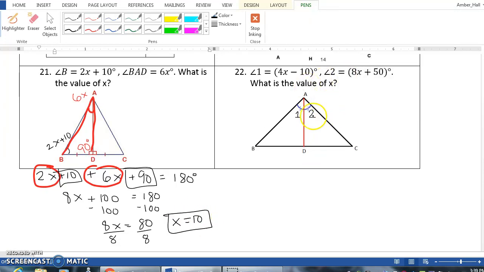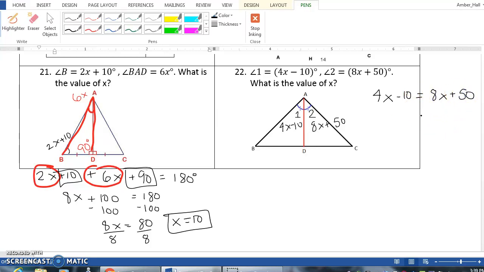Alright, 22. Angle 1 is 4x minus 10. Angle 2 is 8x plus 50. What is the value of x? Well, we need to set up an equation, and as the image tells us, angle 1 is congruent to angle 2. Therefore, I can just set them equal to each other. 4x minus 10 equals 8x plus 50.